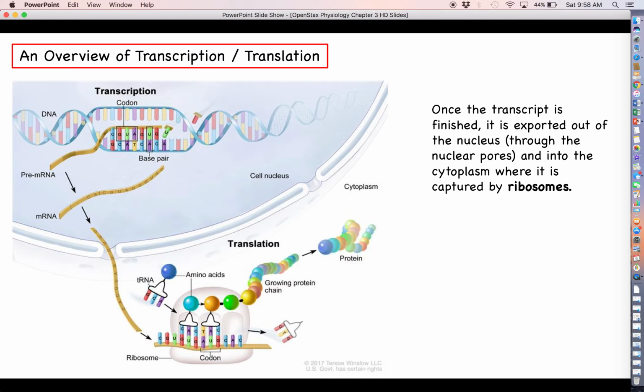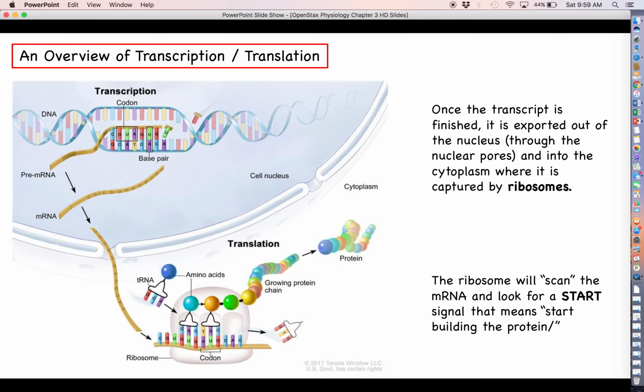So once the transcript is finished, this whole process of transcription taking place inside the nucleus, once we have made our messenger RNA, we export it out of the nucleus through one of those nuclear pores that we were talking about in the previous video. And once we export it into either the cytoplasm or the rough ER, that transcript is going to be captured by a ribosome, that big structure that is made of both protein and ribosomal RNA.